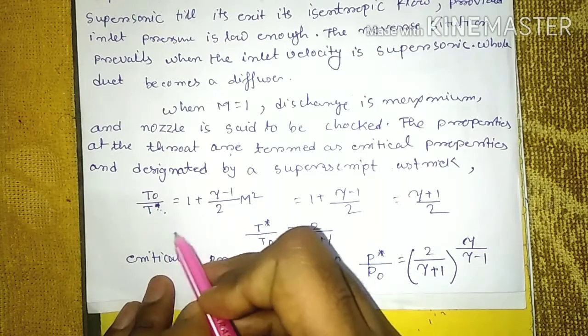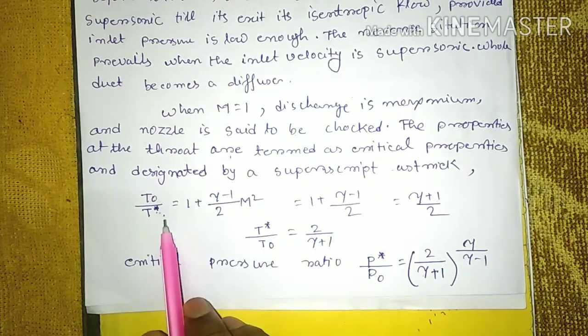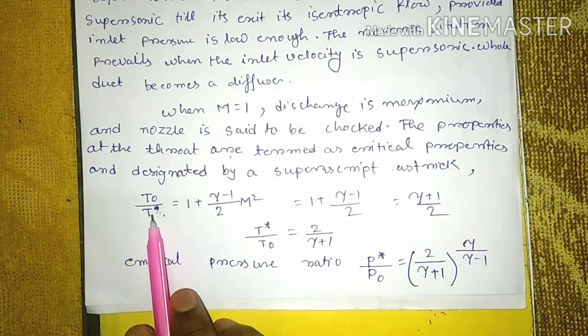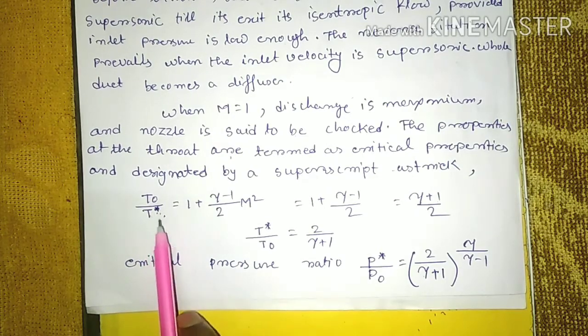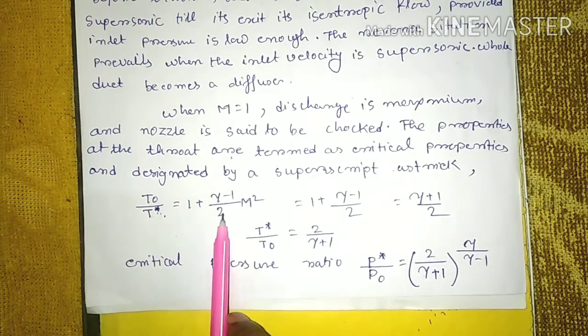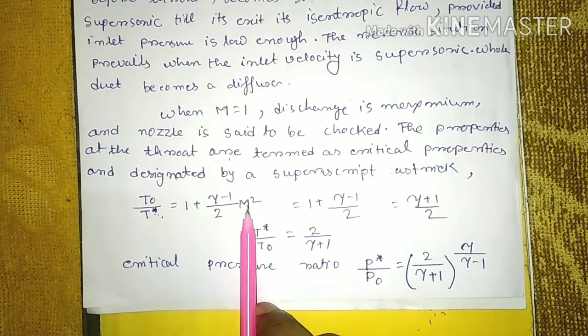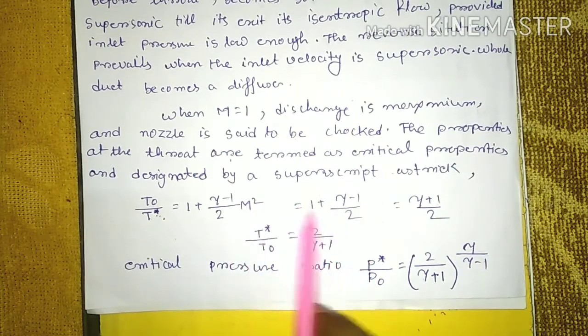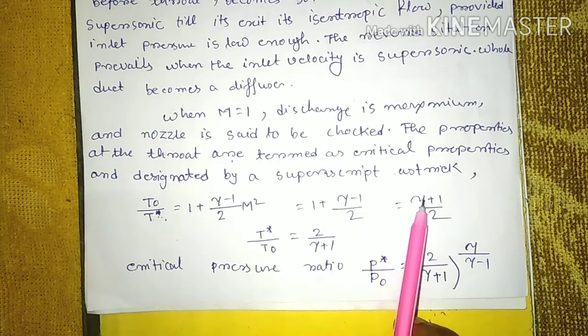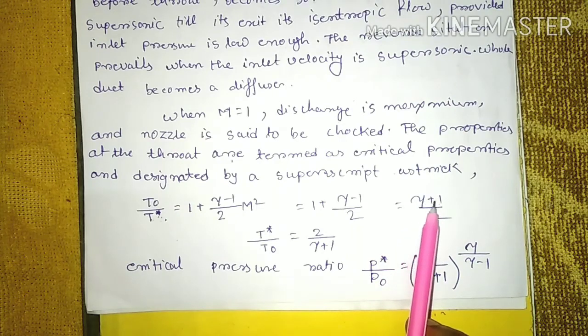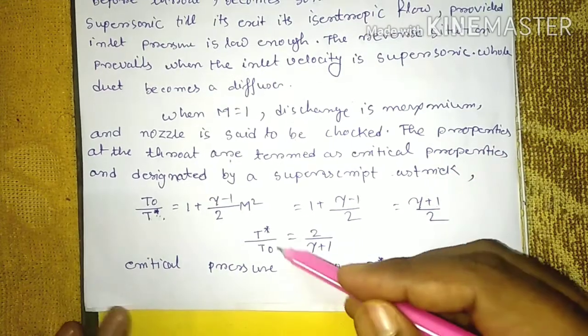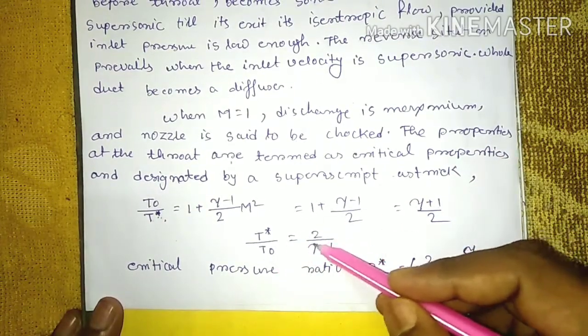So T0 by T, as you know, is the relationship for the stagnation property: T0 by T is equal to 1 plus (gamma minus 1) by 2 into M squared. Now if you put M equal to 1, the expression becomes T0 by T asterisk equal to (gamma plus 1) by 2. Now if you reverse this, T asterisk by T0 will be 2 by (gamma plus 1).